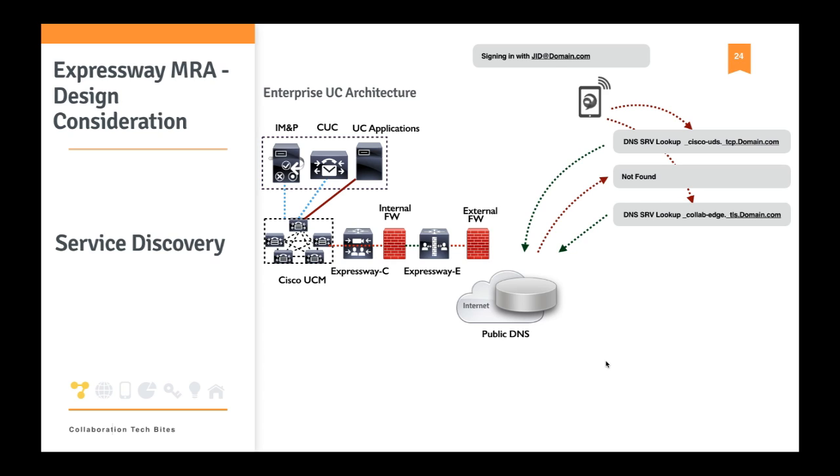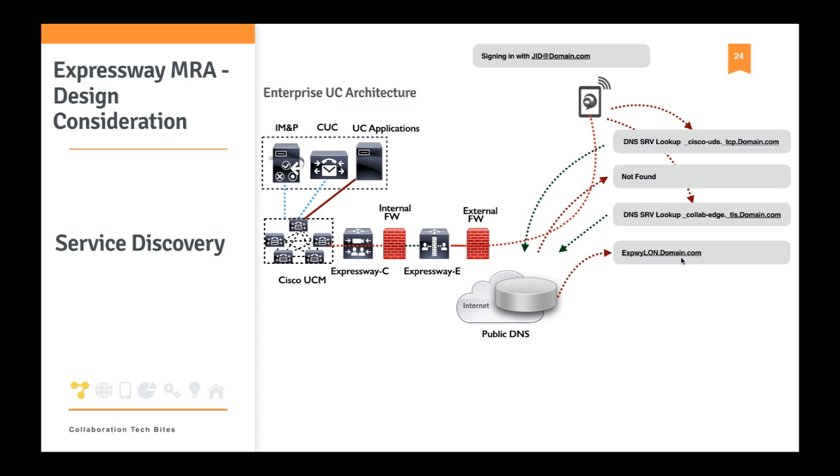And that's the first consideration you need to take into account. You need to make sure that you have already agreed with your public DNS provider to populate this DNS SRV lookup for Collaboration Edge. Yes, I have this one. And it should be resolving the public A record of the Expressway E. So let's say Expressway London.domain.com. So we are in London. Okay, it's Expressway London.domain.com in the public DNS.